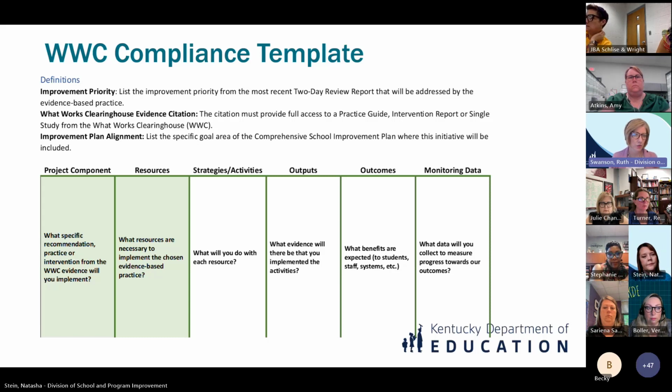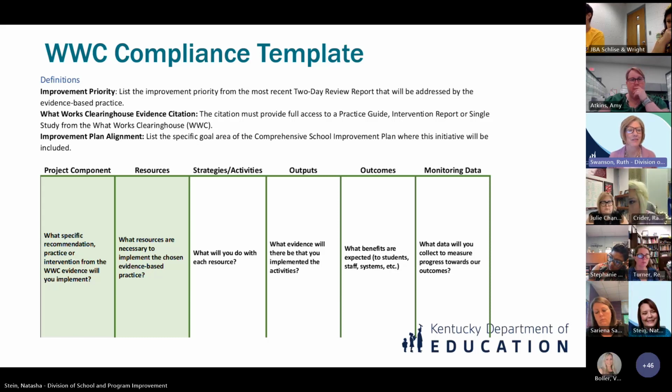Then you're going to list those resources that you're going to purchase with the funds. So what resources are truly necessary to implement that chosen evidence-based practice? And we like to use the term necessary and not just nice to have, because when we're talking federal funds, it does need to be something that's necessary. We really have to have this if we're going to be able to implement this recommendation well. So stay away from the nice to haves. We're looking for the necessary resources.